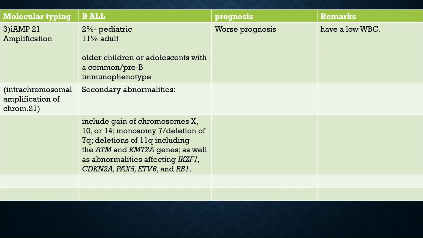They are gain of chromosomes X, 10 or 14, monosomy 7 or deletion of 7q, deletion of 11q including the ATM and KMT2A genes, as well as abnormalities affecting IKZF1, CDKN2A, PAX5, ETV6 and RB1 alterations.